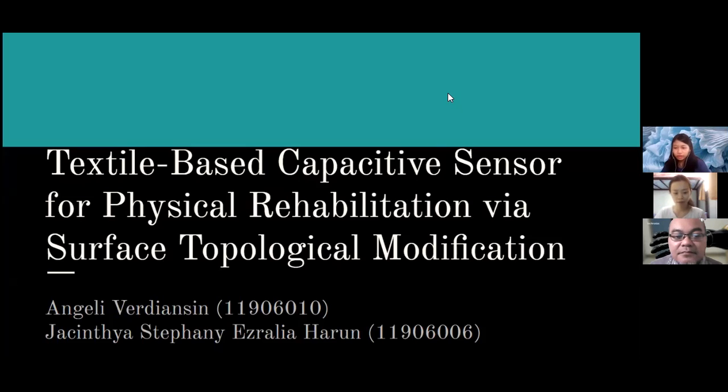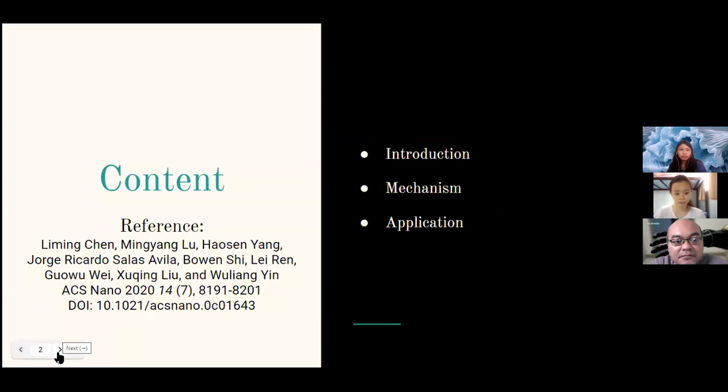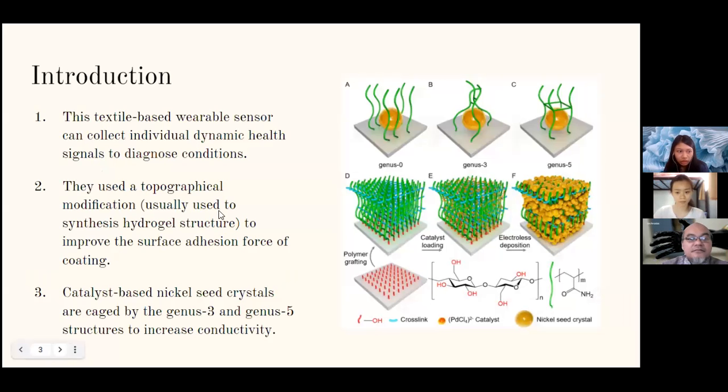Okay. Good afternoon, everyone. So today we will be talking about textile-based capacitive sensor for physical rehabilitation via surface topological modification. So the content that we want to discuss is the introduction, mechanism, and application. The paper is based on Leamington, Miang Lu, Hausen Yang, and others paper. So first, I will go to the introduction.